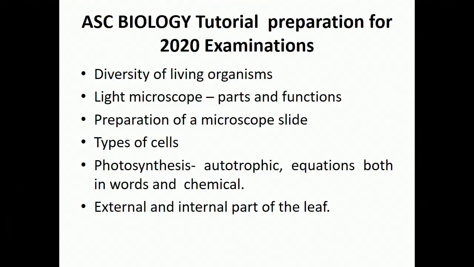Let's look at the next one, the light microscope. For the light microscope, you need to look at the parts of the microscope, for example, from the eyepiece, body tube, objective lens, the stage clip, and also the function. For example, the function of the objective lens is to magnify the object that you are viewing.